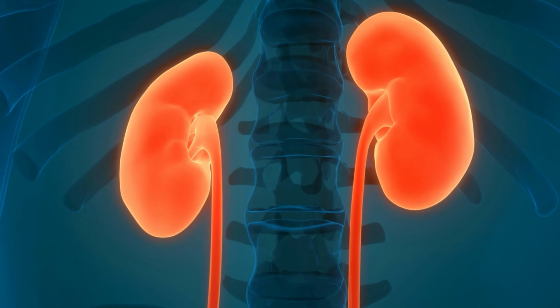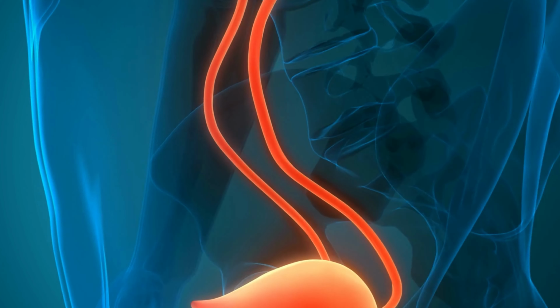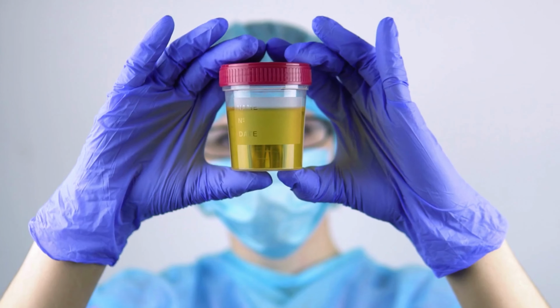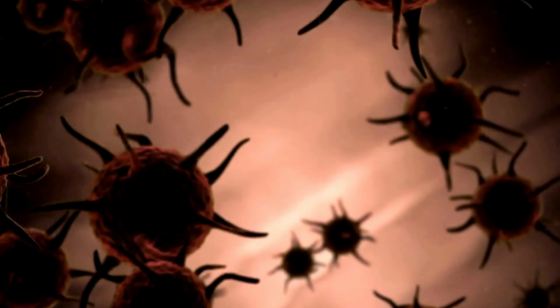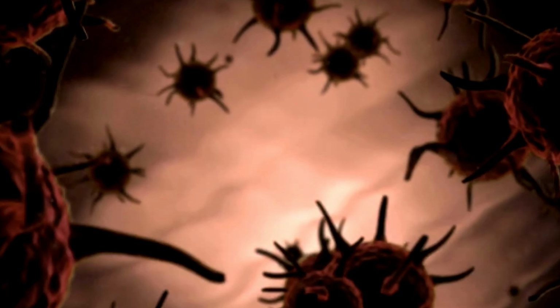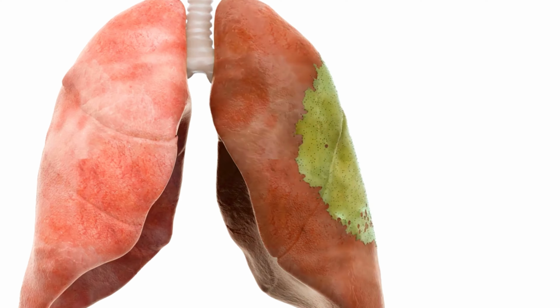RCC originates in the cells lining the small tubes in the kidney, called tubules, that filter waste products from the blood and make urine. RCC can grow and spread to other parts of the body, including nearby lymph nodes and distant organs, such as the lungs, bones, or liver.